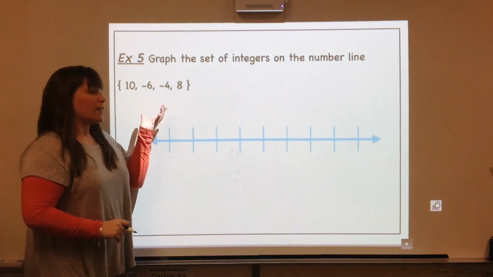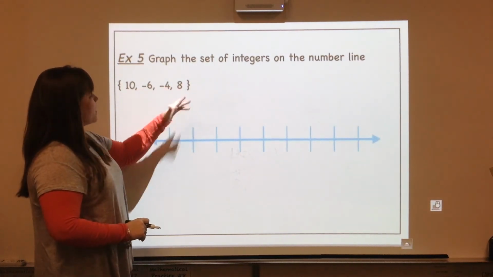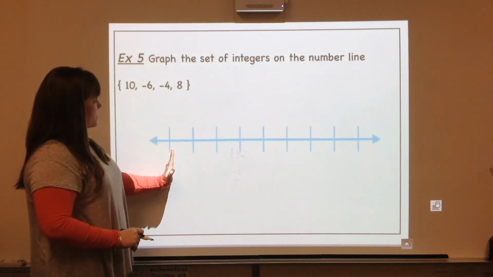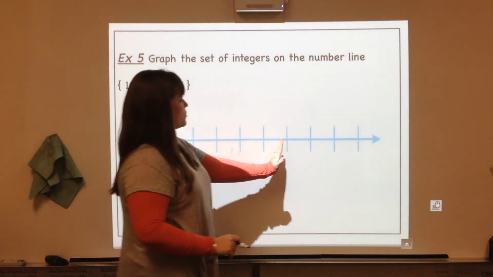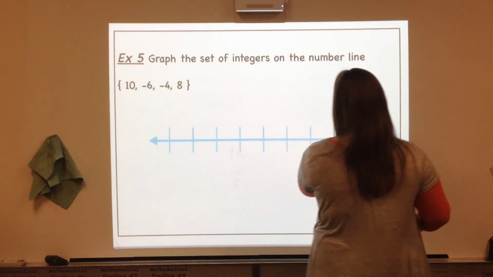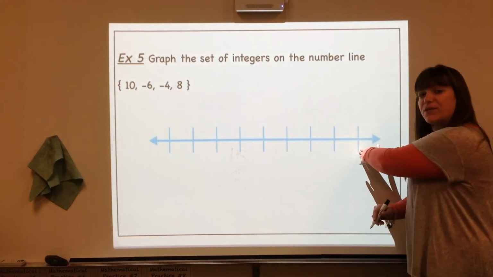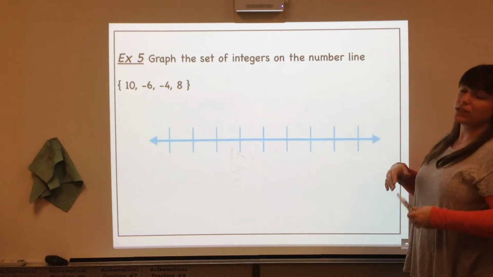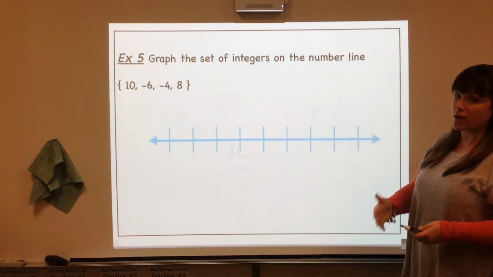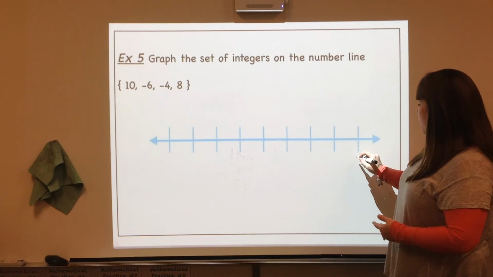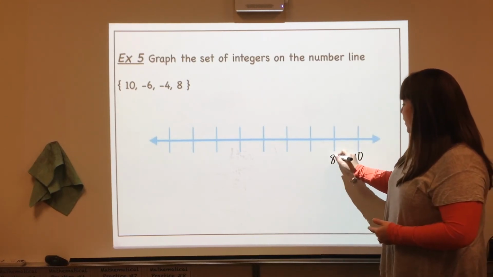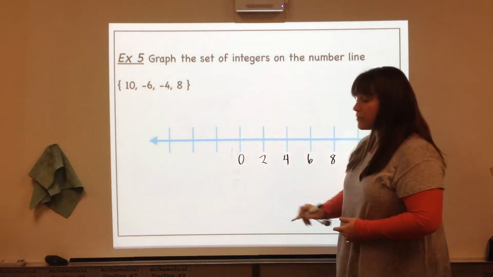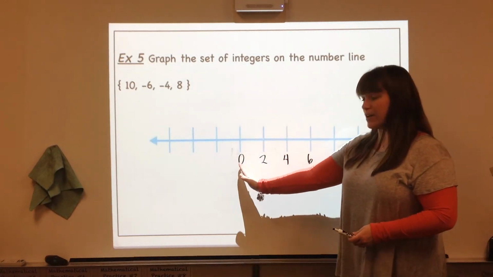Example 5 set is 10, -6, -4, and 8. And if you started at -6, -5, -4, -3, -2, -1, 0, 1, 2, we won't have enough to go all the way to 10. So I'm going to skip by 2s. These are all even numbers, so I'm going to start at 10 and go 8, 6, 4, 2, 0. So my 0 ends up being here.